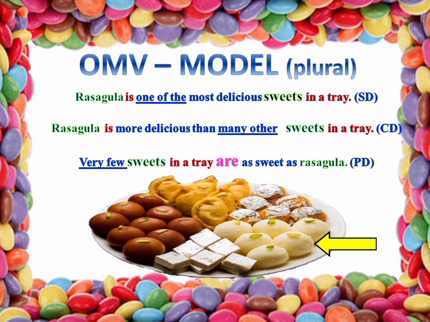It's a positive degree. The OMV model, in which the noun takes a plural verb, as the noun rasgulla is compared with the plural noun sweets, and it takes the plural verb.